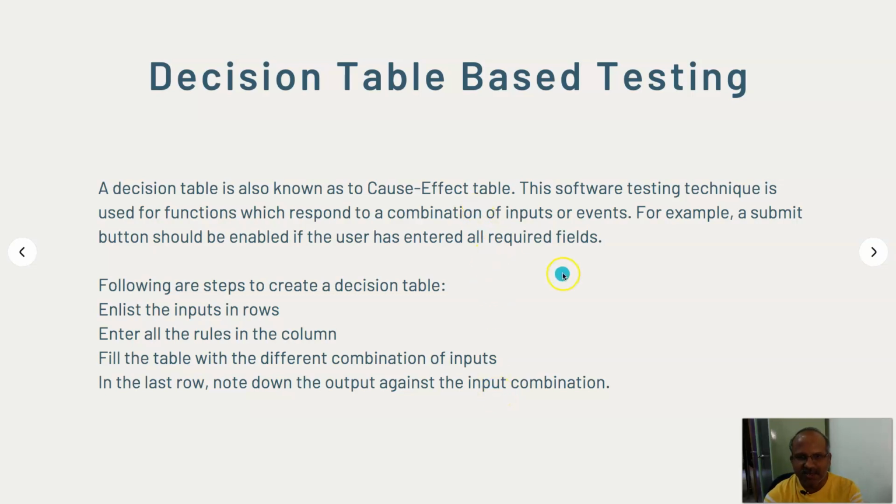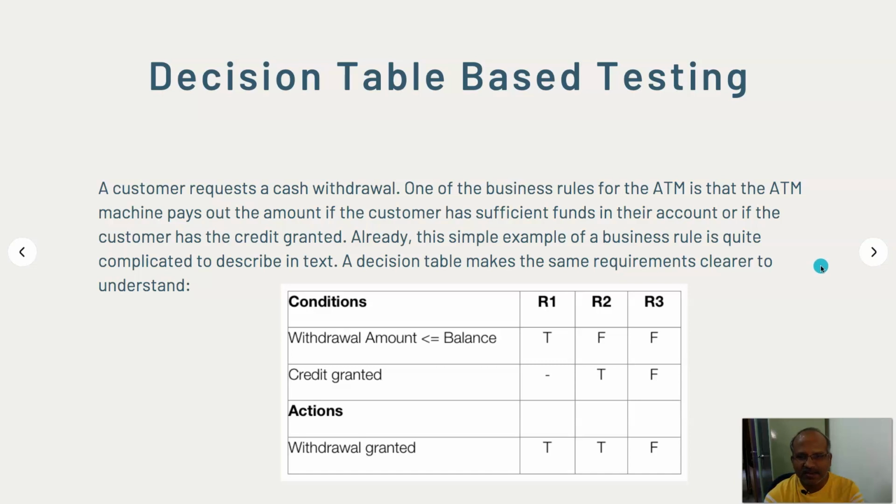So let's see an example of how this decision table works. Here, say somebody is withdrawing cash, right? The customer requests a cash withdrawal. One of the business rules for the ATM is that the ATM machine pays out the amount if the customer has sufficient funds. So if the customer has sufficient funds, it will take the amount from the account and pay it, or if the credit has been granted, right? If the customer has a credit grant, then it can allow you to withdraw. There are two scenarios.